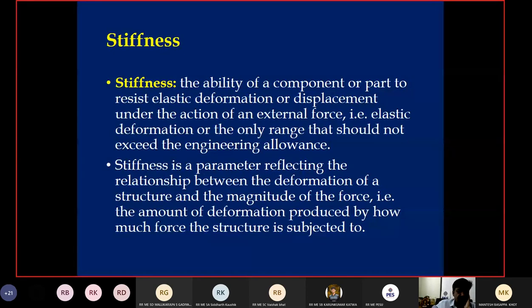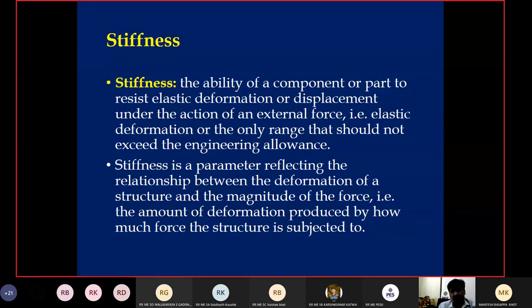Now, stiffness is a parameter reflecting the relationship between the deformation of the structure and the magnitude of the force. So when you learn about stiffness, you always relate the force and the deformations, and thereby you get the formulas for the stiffness. We will look into that in the next few slides, maybe.